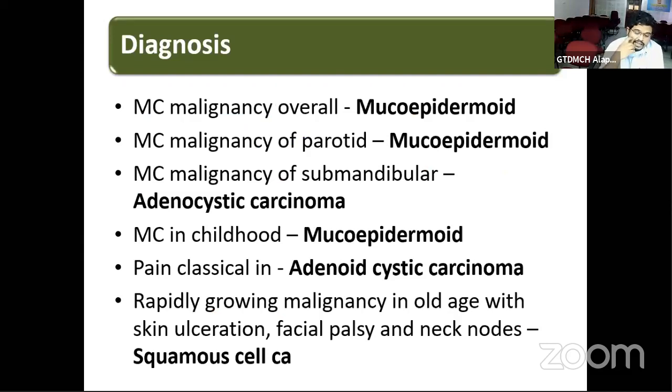The most common malignant tumor is mucoepidermoid carcinoma, because it is most common in the parotid; in the submandibular gland, the most common is adenoid cystic. These are all MCQs you can remember while writing the NEET exam. The most common in childhood is mucoepidermoid carcinoma. Pain is more common in adenoid cystic carcinoma. Usually, squamous cell carcinoma is associated with skin ulceration.